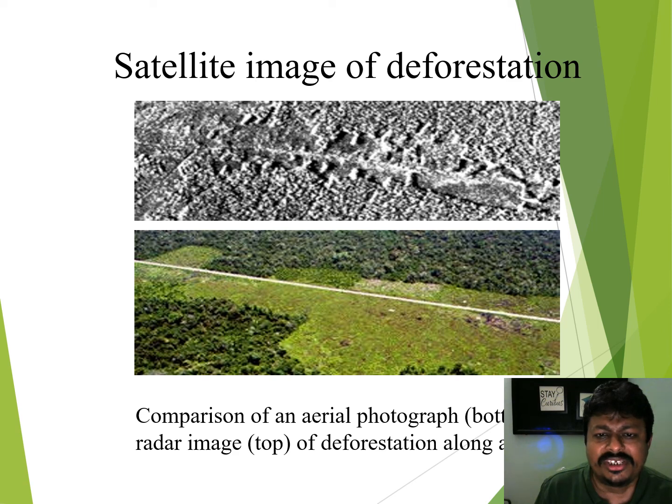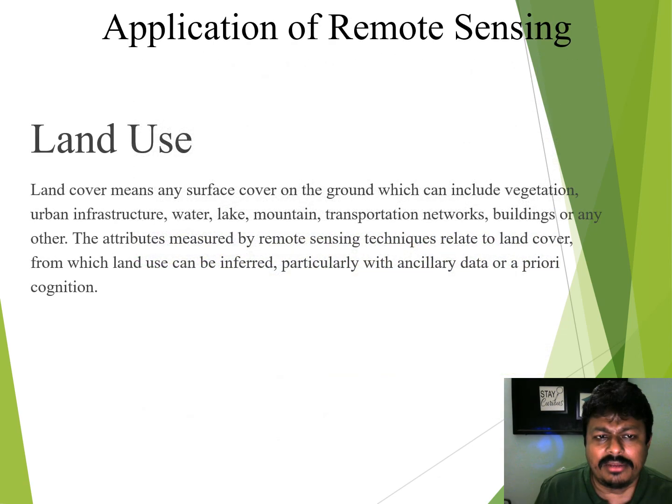So this is the satellite image of deforestation. This is an aerial image actually. And these I have already said, land use and land cover. Land use means how the land is being used, and land cover means what is the forest cover on the land. Right? Mainly the vegetative cover, the vegetation cover of a land. That is land cover.